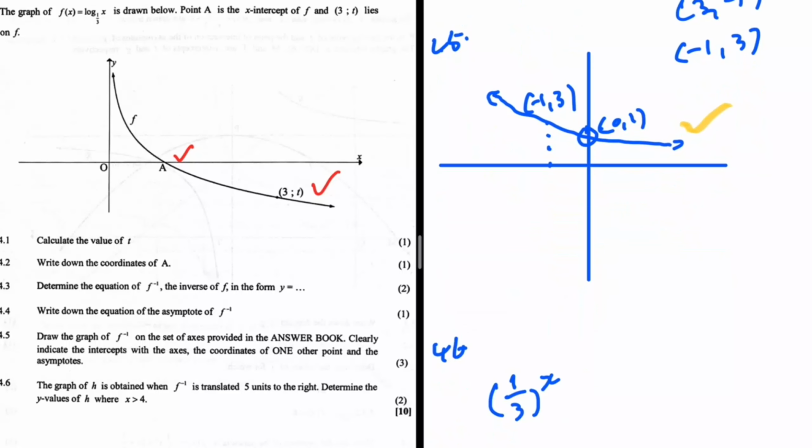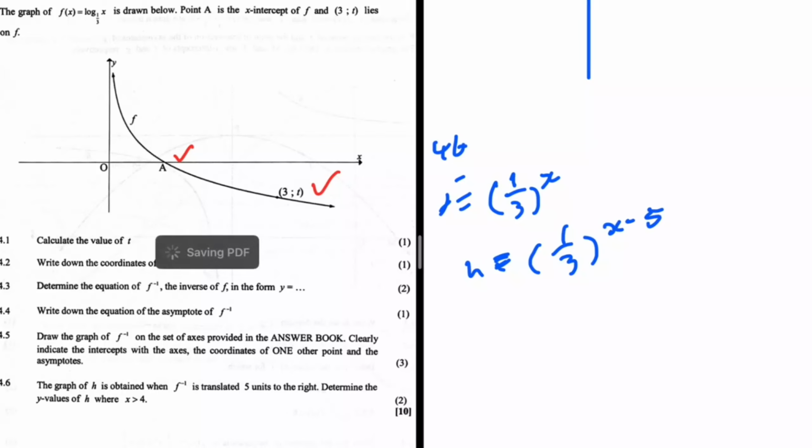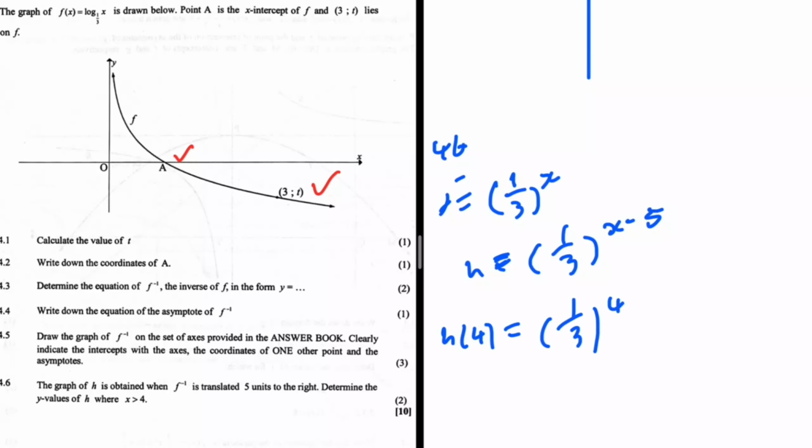So when we move 5 units to the left, we actually subtract from x. So f inverse is equal to that, and h is actually equal to 1 over 3 to the x minus 5. So the values of y where x is greater than 4. Let's find the value of y when x is equal to 4. Okay, so h of 4 is equal to 1 over 3 to the 4 minus 5.